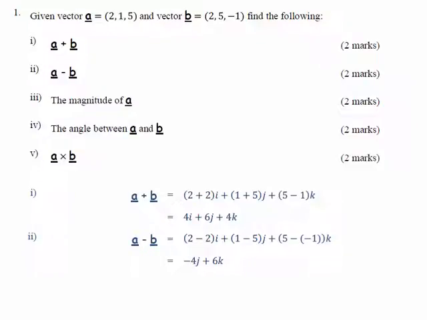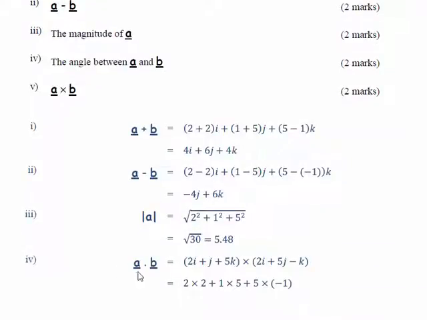To find the magnitude of A, we take the square root of the sum of the squares of the components. So it's equal to 2 squared plus 1 squared plus 5 squared. 5 squared is 25, 2 squared is 4, 1 squared is 1, so that's the square root of 30, which is 5.48.